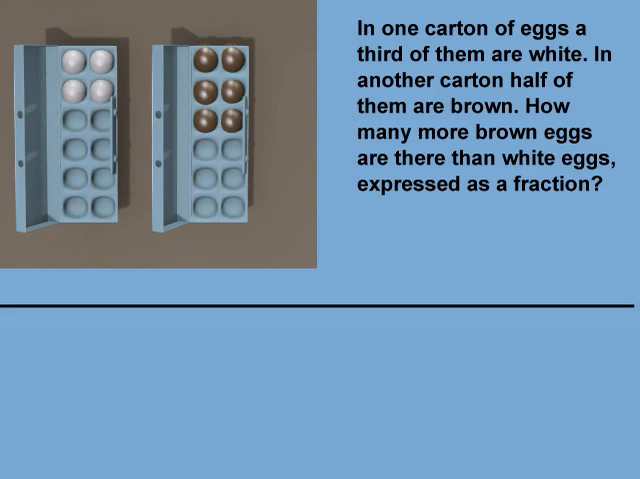In one carton of eggs, 1/3 of them are white. In another carton, half of them are brown. How many more brown eggs are there than white eggs, expressed as a fraction? The brown eggs take up half the capacity of the carton on the right. The white eggs take up 1/3 of the capacity of the carton on the left. To find out how much more of the capacity is brown eggs, simplify this expression.